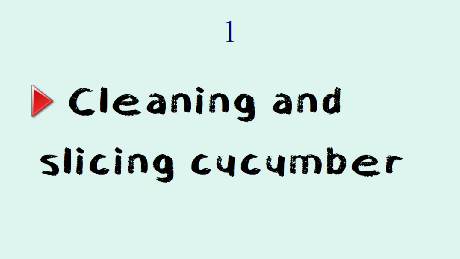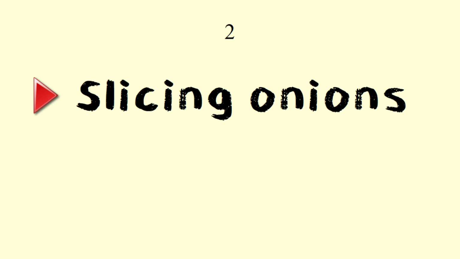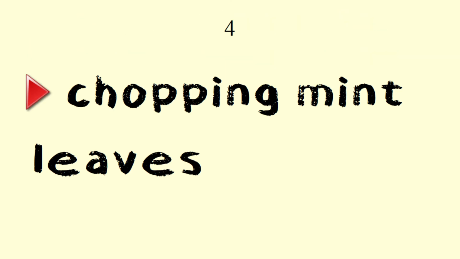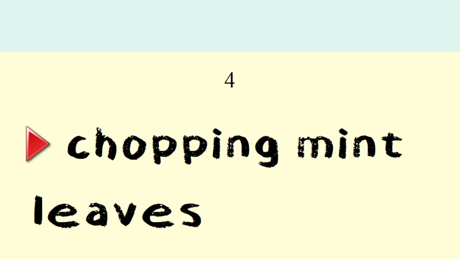So we start. Salad is a tasty food. At first, cucumbers are cleaned and then sliced. Next, slicing of onions. Then, onions are sliced. After that, tomatoes are cut and mint leaves are chopped.